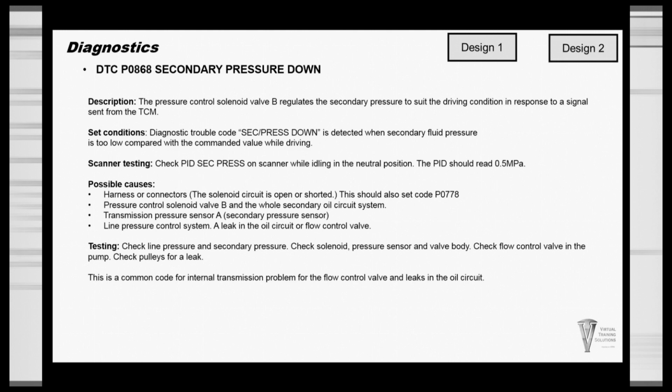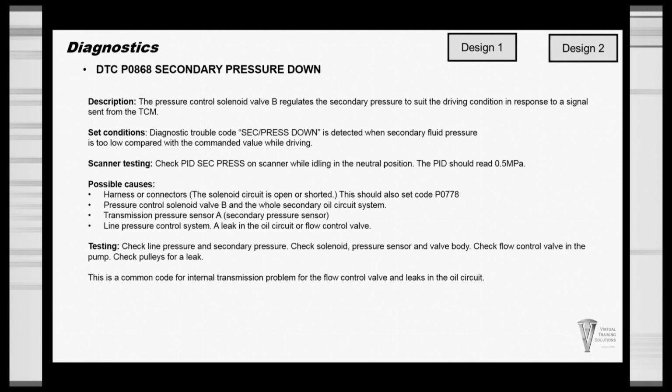What it's looking at here is that it wants the computer commanding secondary pressure, and it's looking at the information from the secondary pressure sensor, and it's not matching what it thinks it should have. So it's going to go ahead and set the 868 code. On the scan tool, you can look at the PID secondary pressure while idle in neutral. The PID should be roughly 0.5 megapascals.